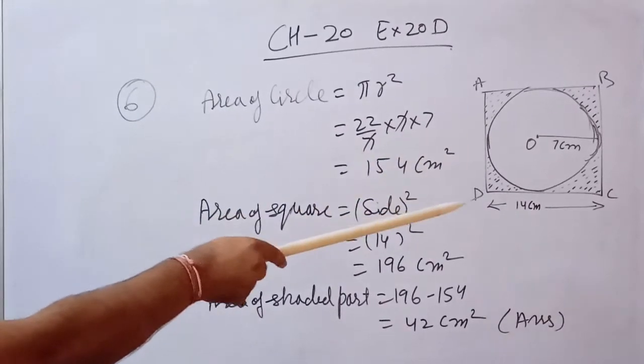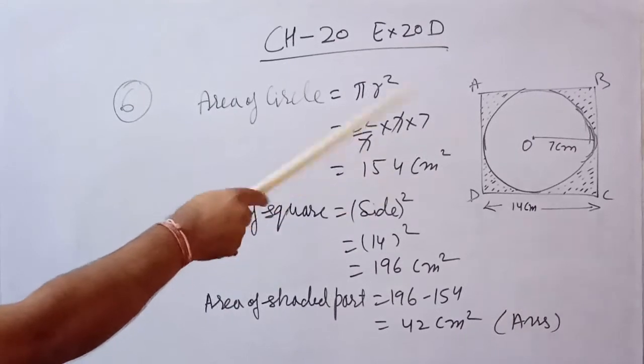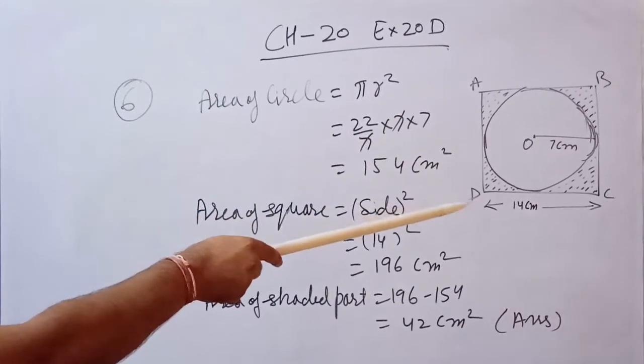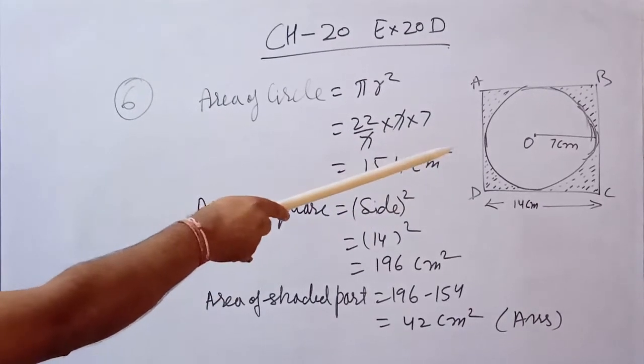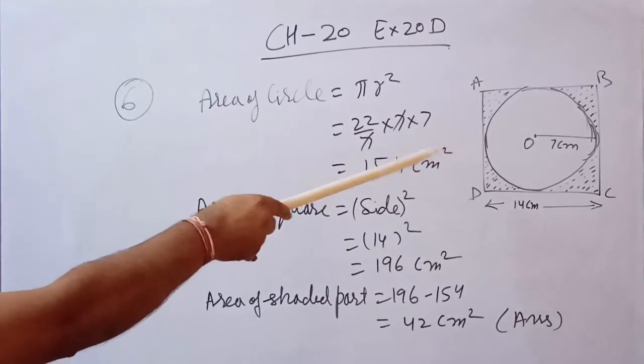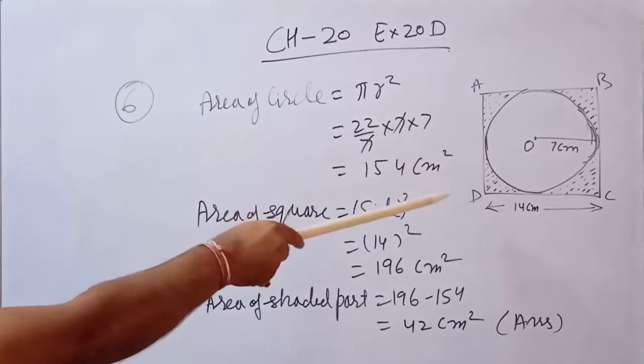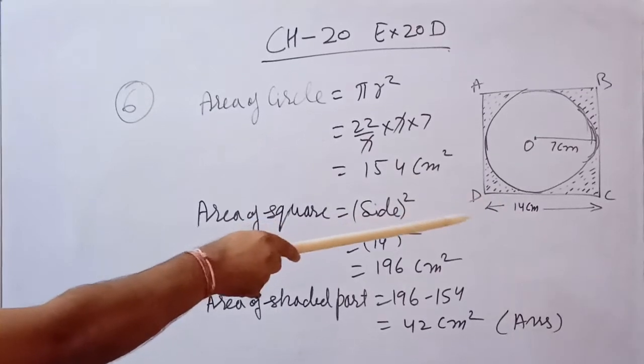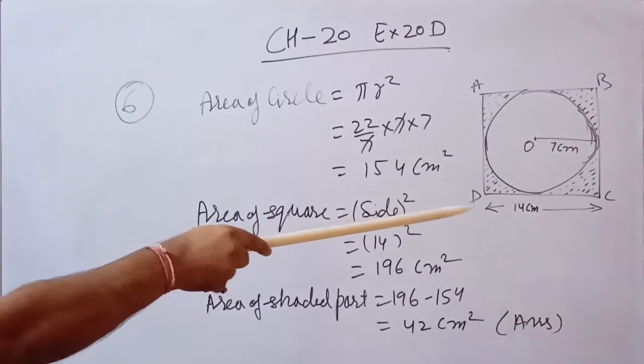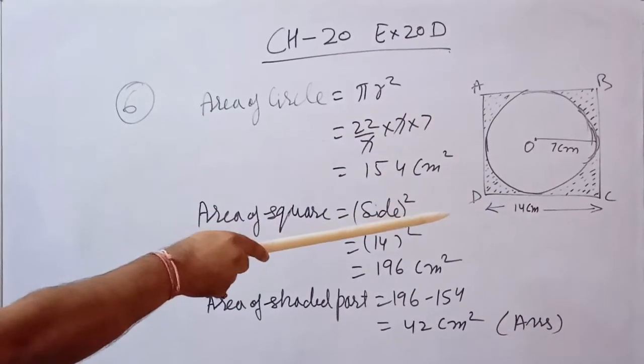So now the side of the square touching the boundary of the circle will be 14 centimeter. As the radius is 7, and the same 7 is here, the total distance DC will be 14 centimeter. So the side of the square will be 14 centimeter.